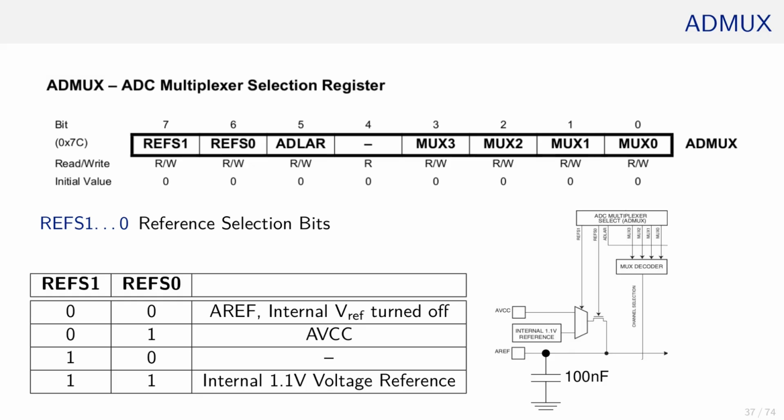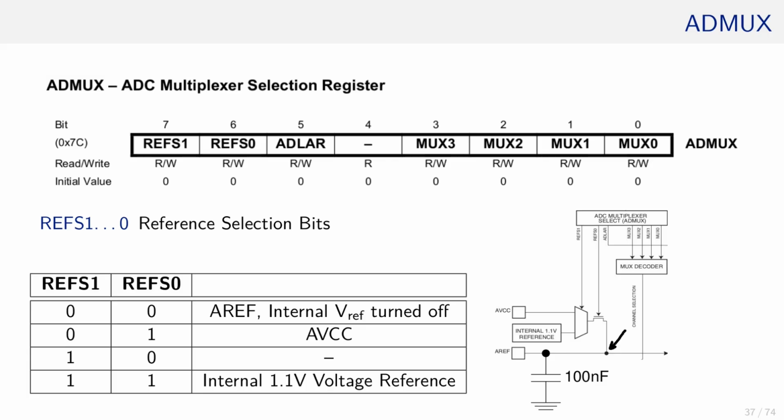Further, if AVCC or the internal 1.1 volt reference is selected, it is advisable to connect a 100 nanofarad capacitor to the AREF pin to reduce noise levels. With that capacitor in mind, imagine that you selected the AVCC pin at 5 volt and switch over to the 1.1 volt reference. The wire here, and especially the capacitor, will carry a charge.